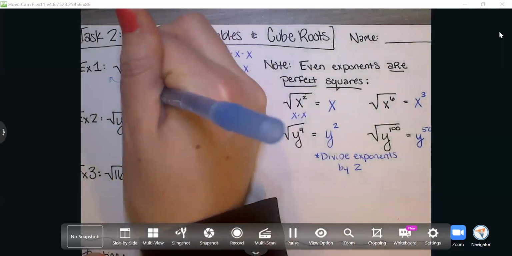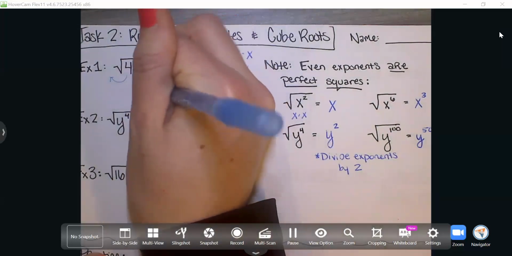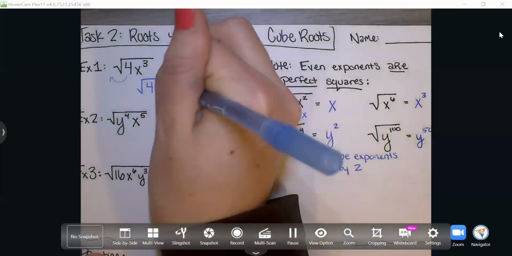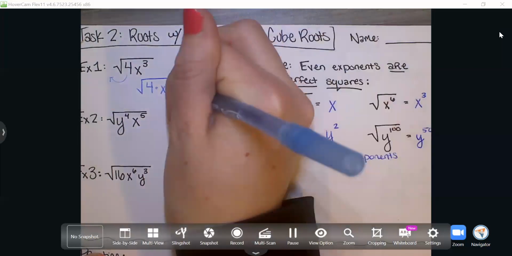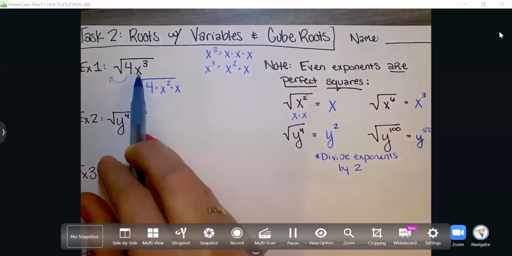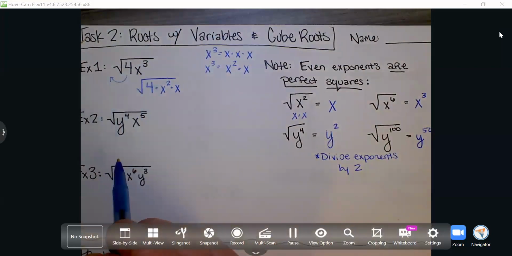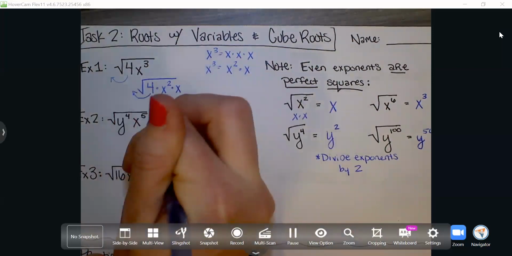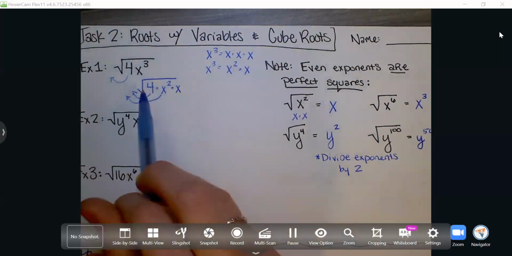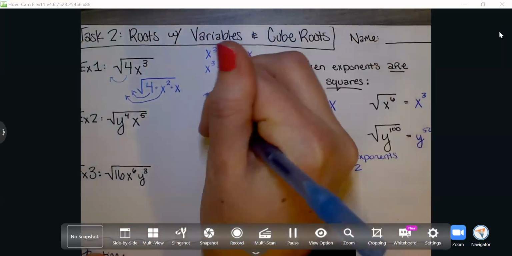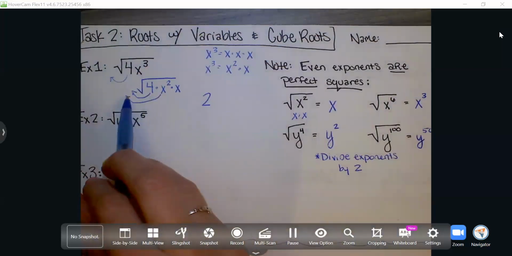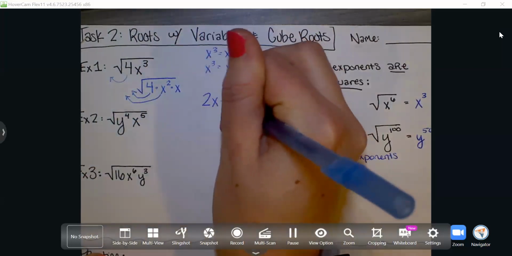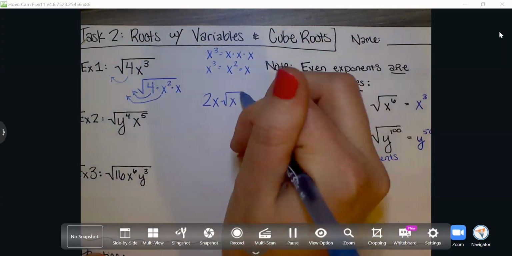So let me break down this square root into my perfect squares. 4 is a perfect square. X squared is a perfect square, and I have an x hanging out because I have actually 3 x's underneath there. And of course, all of my perfect squares, they get to come out of the square root symbol. So the square root of 4 is 2. X squared, the square root of x squared is just x, and then I'm left with an x underneath that square root symbol.